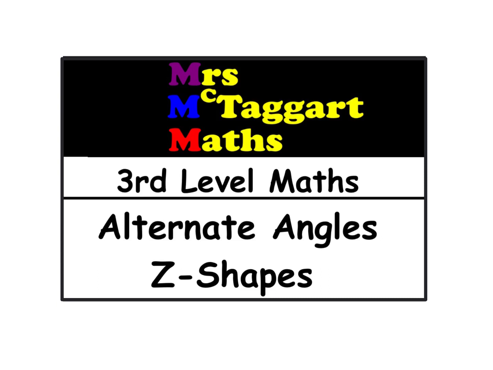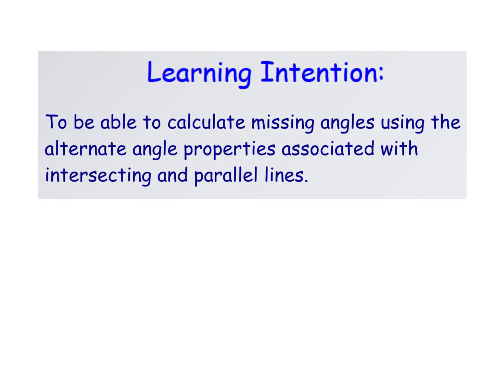Hi, I'm Mrs McTaggart, and in this video we're looking at the third level topic of angles, and today we're looking at what's called alternate angles, otherwise known as Z-shapes. So our learning intention is to be able to calculate missing angles using alternate angle properties associated with intersecting and parallel lines.